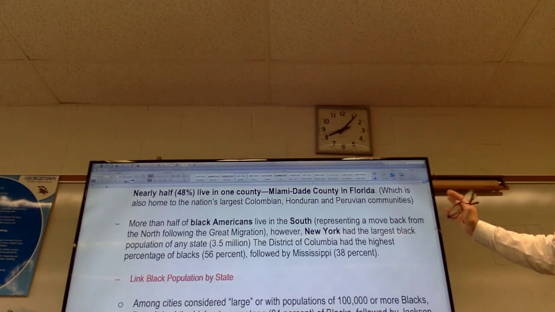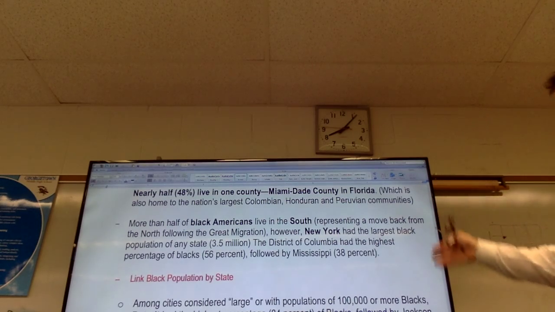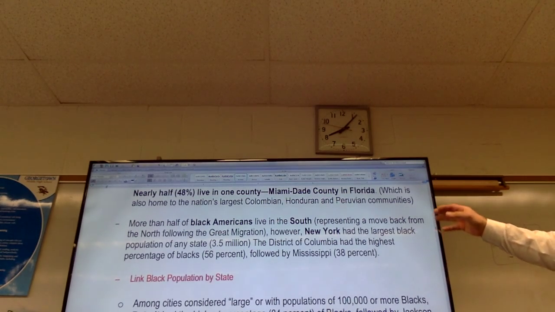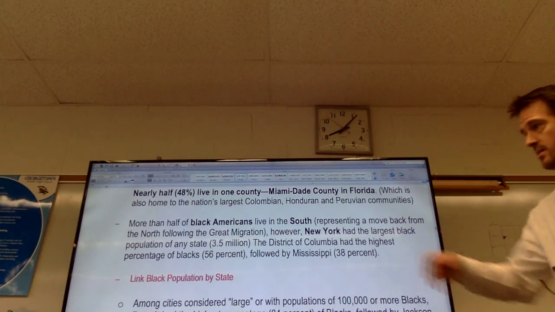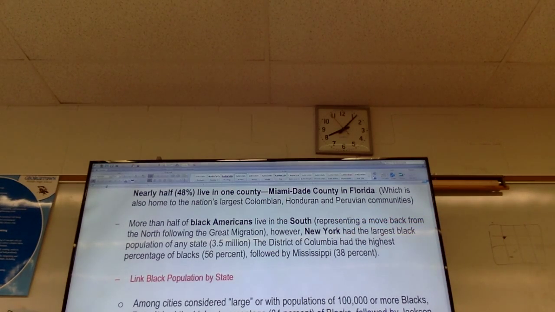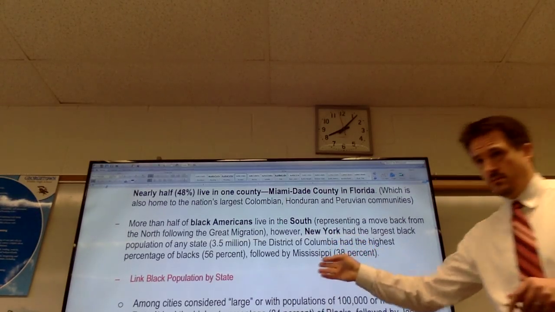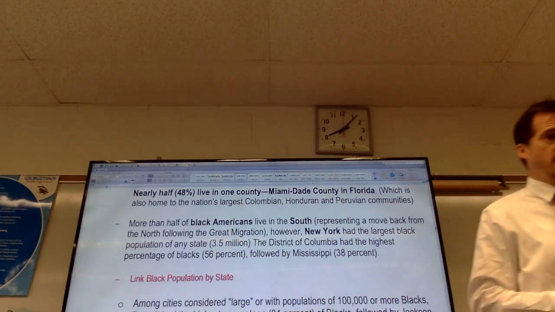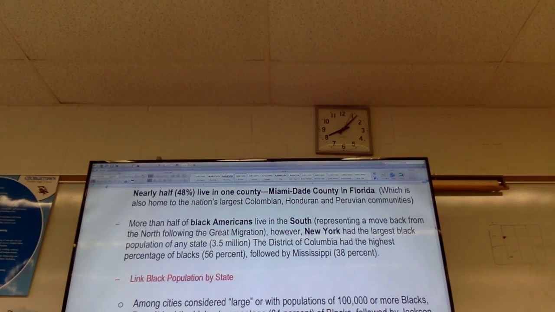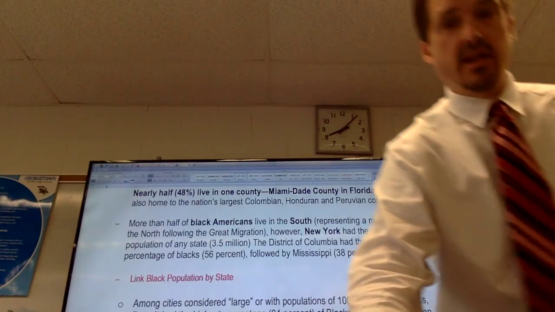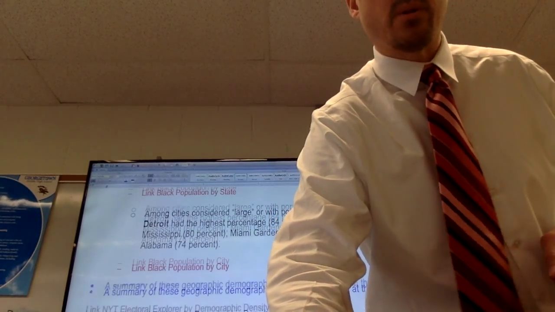They, however, have large concentrations in New York and in the District of Columbia. When we talk about the District of Columbia, again, there's about half of the population. And then Mississippi, 38%. Again, it feels weird, feels wrong, but we can look at these links tomorrow and explore where everybody lives. And then again, you can be that campaign expert.